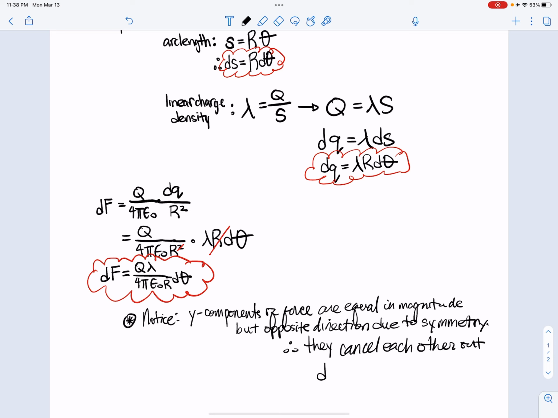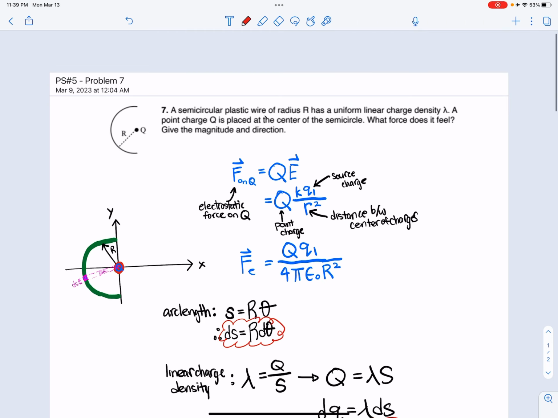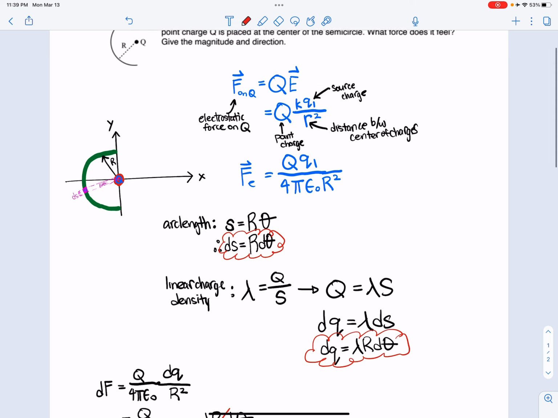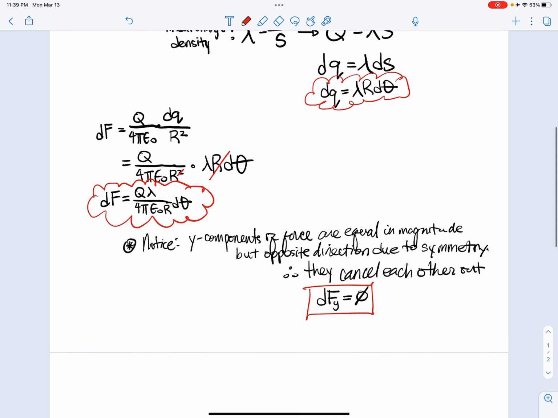And so the y component of dF is equal to 0. That's our first half of the answer, the force felt and its magnitude. The direction is along y, and the magnitude is 0.